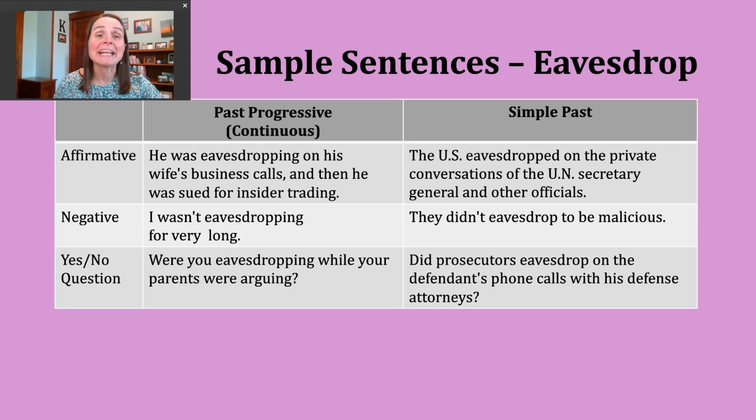Finally, let's talk about making a yes or no question in the past progressive. To do this, you start with either was or were, whichever form matches your subject, that subject comes next, and then use the ing form of the verb. Here's another example. Were you eavesdropping while your parents were arguing?